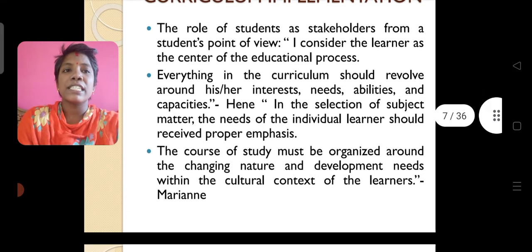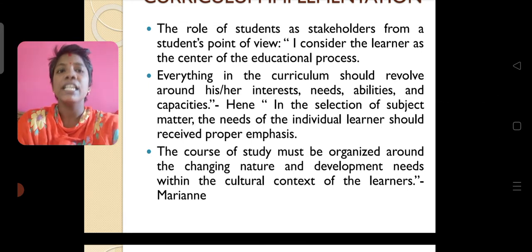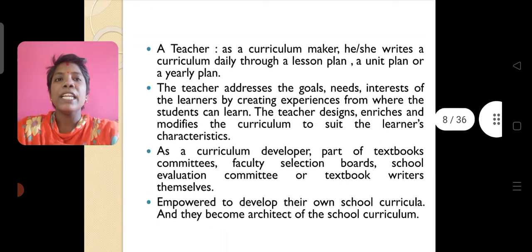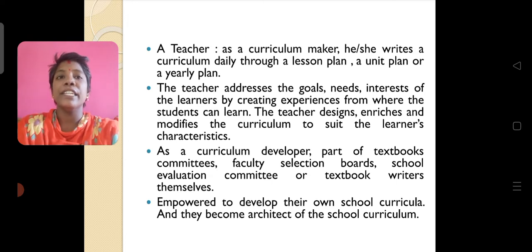The course of study must be organized around the changing nature and the development of needs within the cultural context of the learners. This is said by Mariani. A teacher, as a curriculum maker, writes a curriculum daily through a lesson plan, a unit plan or the yearly plan.